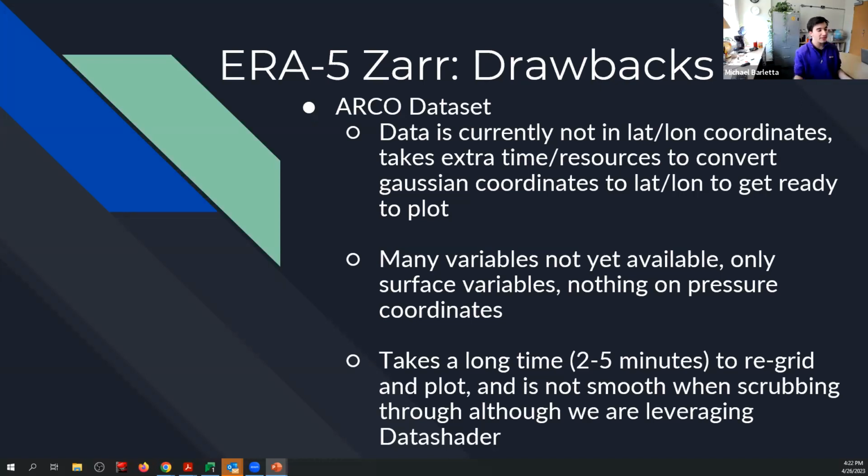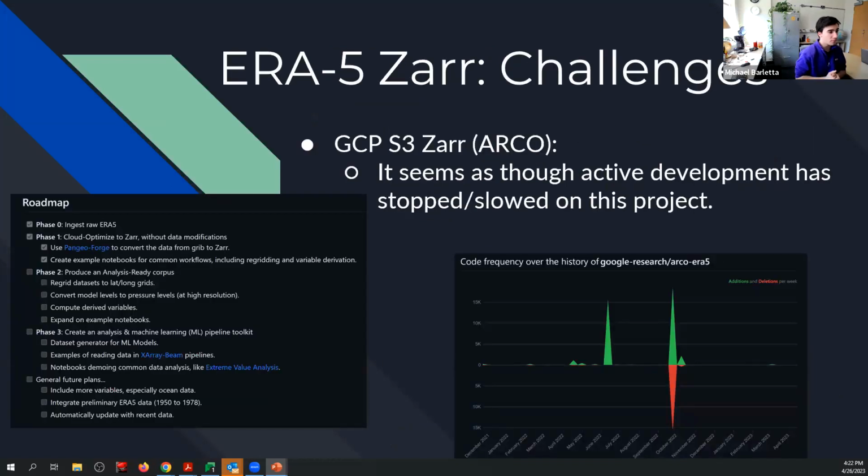And things generally take a long time to plot. Between the regridding and the actual plotting itself, it generally takes about 2 to 5 minutes for 3 days' worth of data. And when scrubbing through, things aren't completely smooth like I showed before. There is a little bit of a time lag between scrubbing through the data and a latency when that data actually appears at the time step that you're on with the slider. So those are just a couple of the issues that we've run into with that.